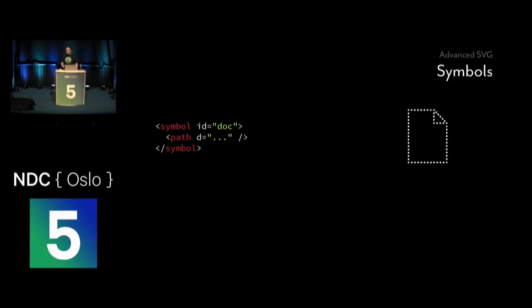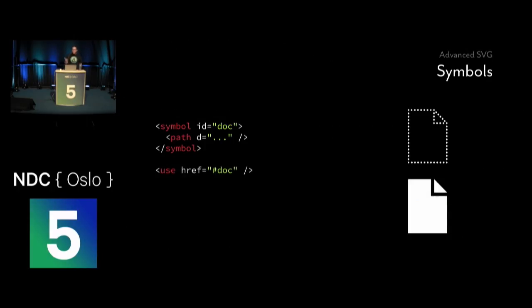So defining a symbol, you have a symbol tag. Inside of that, it's up to you. Everything else is normal SVG from this point in, but by wrapping it in a symbol, we get some interesting behavior out the other side. So in this case, let's assume that we have a path that sort of represents this file document icon. Now, because it's in a symbol, it's not rendered to the SVG yet. We haven't done anything with it yet. It's just going to sit there and wait for us to use it somehow.